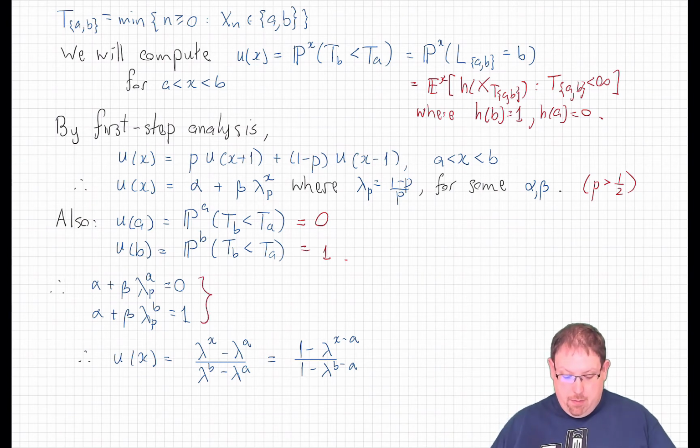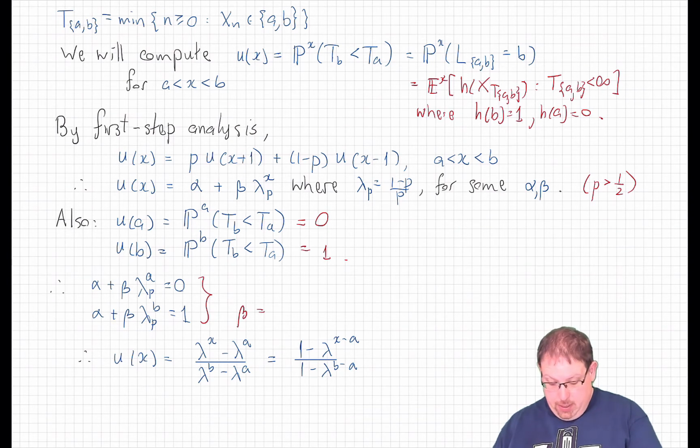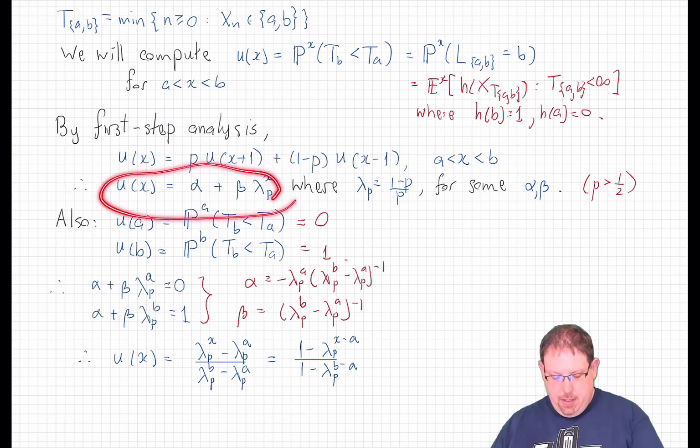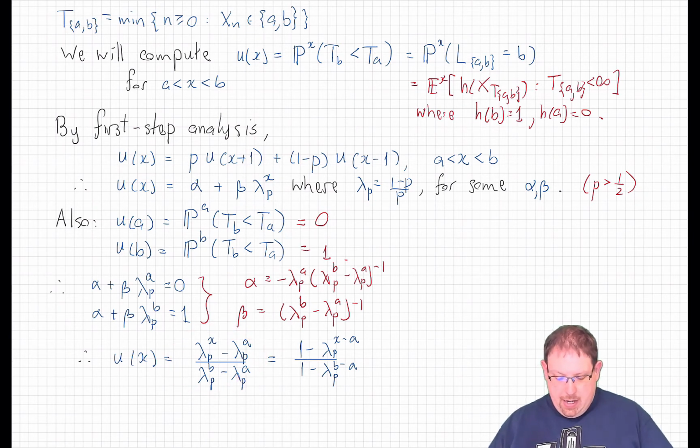For example, we can solve for beta just by subtracting the two, and we get that beta is equal to the reciprocal of lambda to the B minus lambda to the A, and alpha is equal to negative lambda to the A times beta. And therefore u, which has this form here, when simplified, has this nice expression here. Dividing through by lambda to the A, we can write it in this slightly simpler form here.